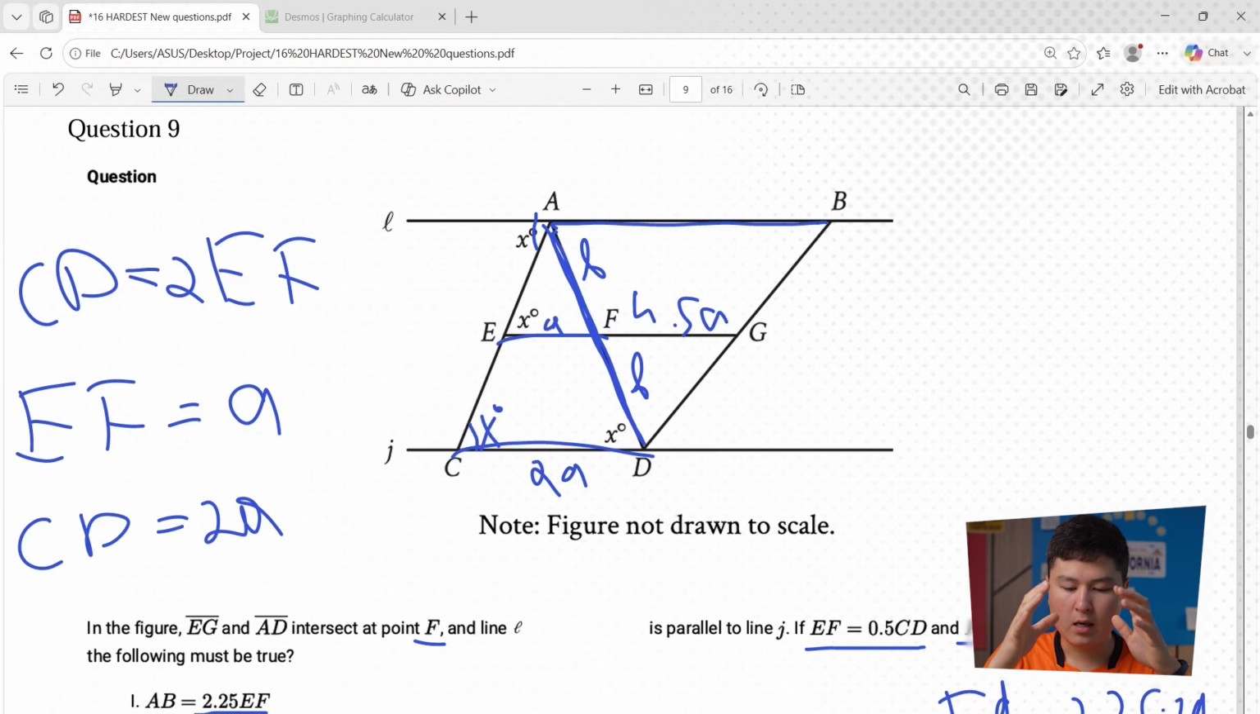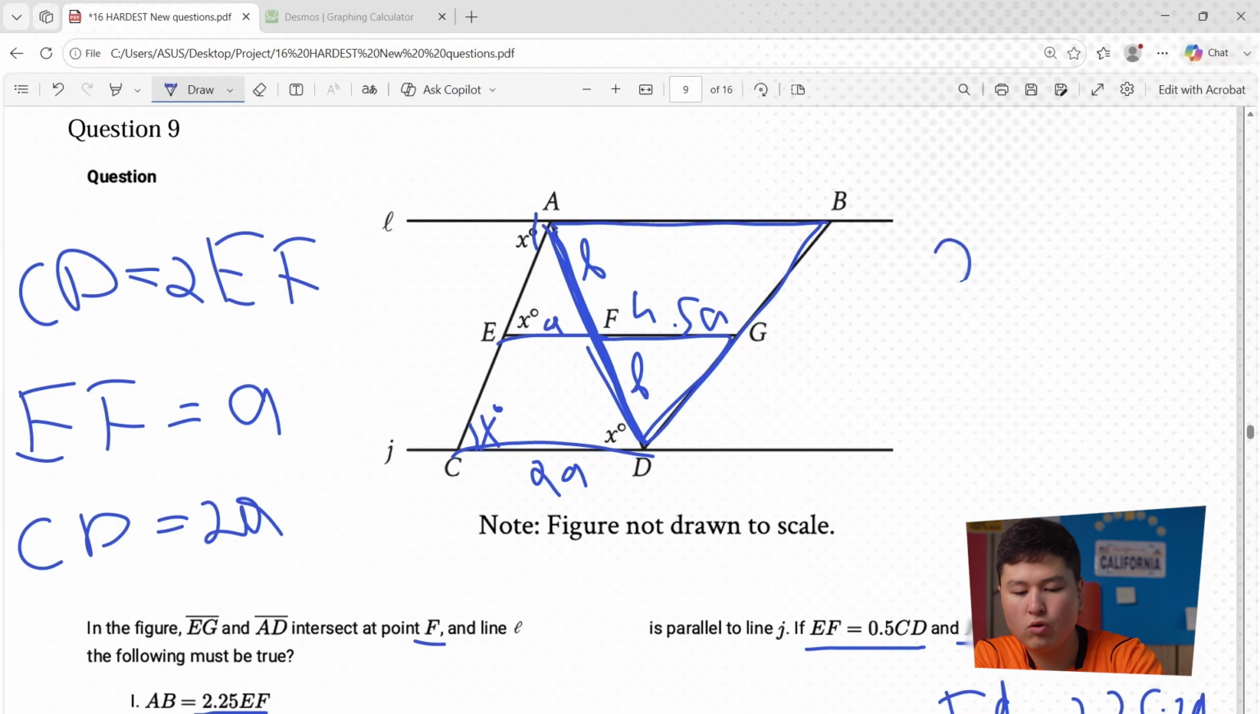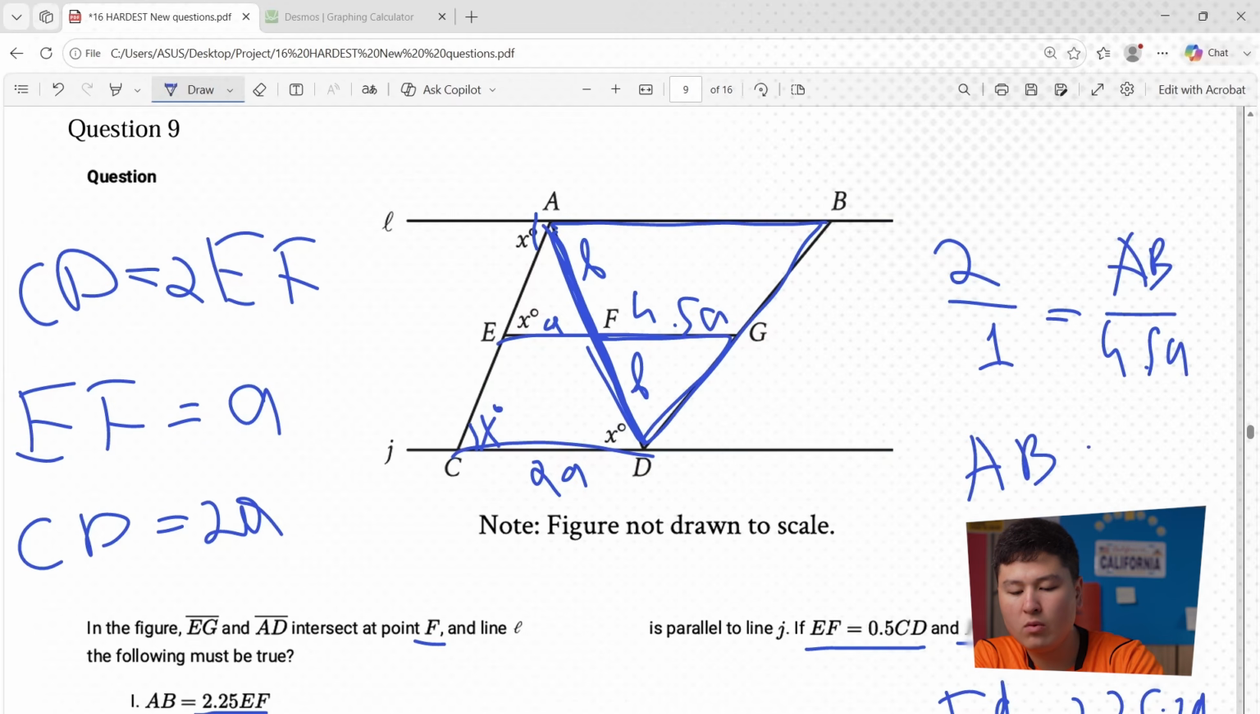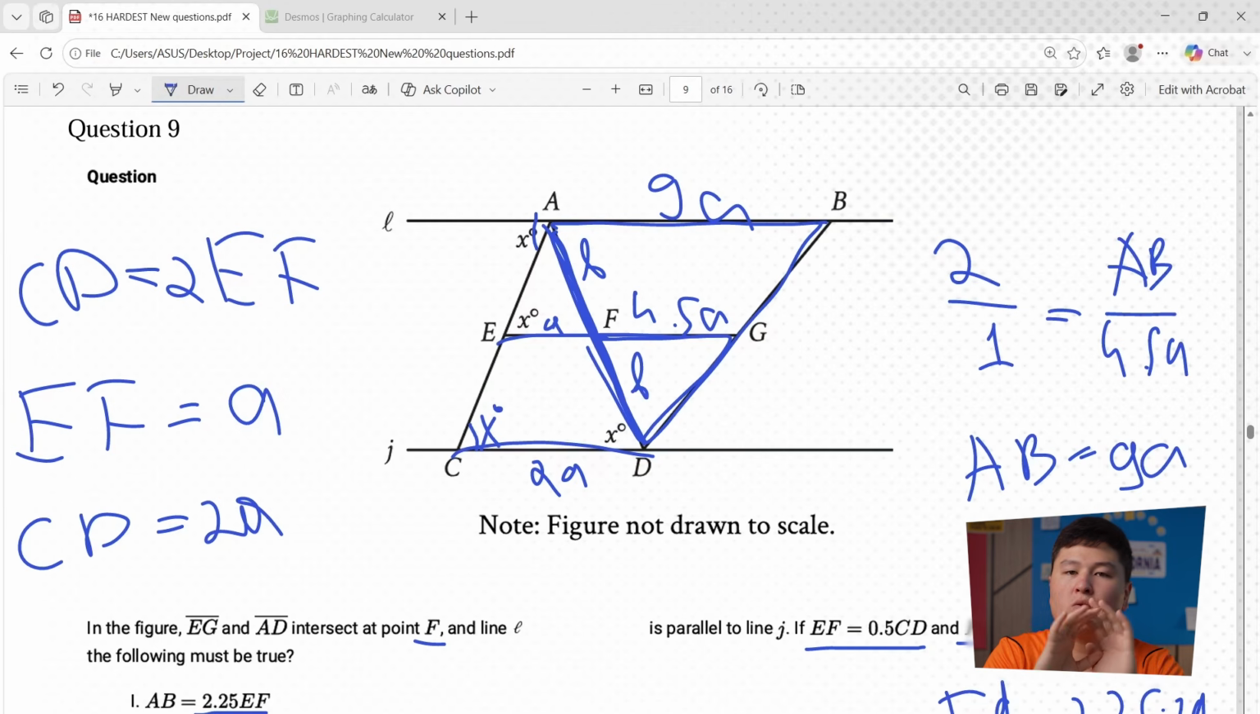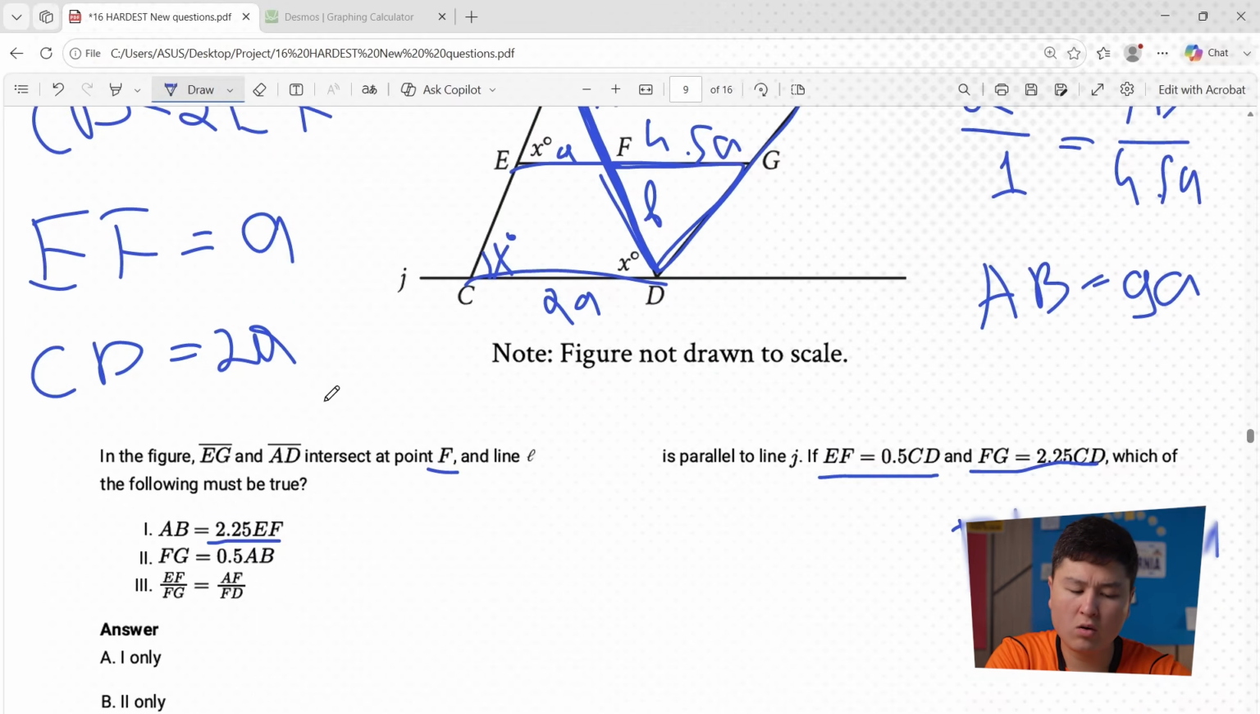And then guys, look, let's just find AB. And since these two triangles are also similar, like ADB and this smaller triangle, we can see their ratio is also 2 divided by 1, and that means if FG is 4.5A, then to find AB, that will be 2 multiplied by 4.5A, meaning that it's 9A. Guys, AB is just equal to 9A. And the first information is going to be incorrect because it cannot be 2.25.